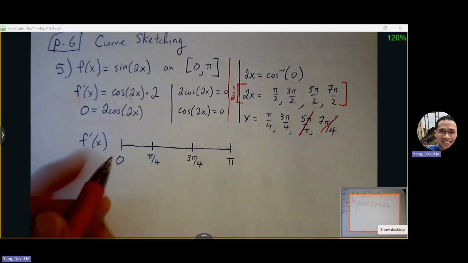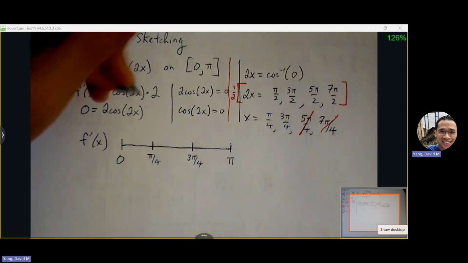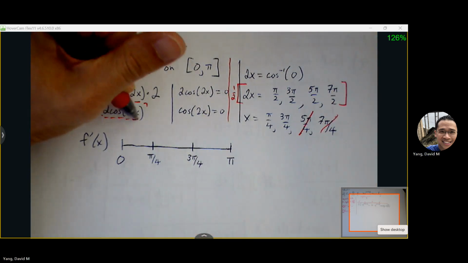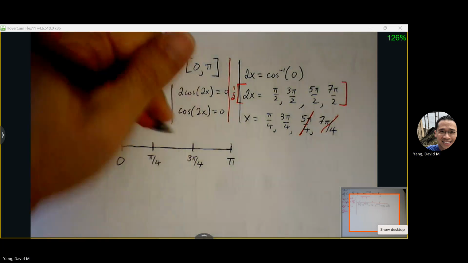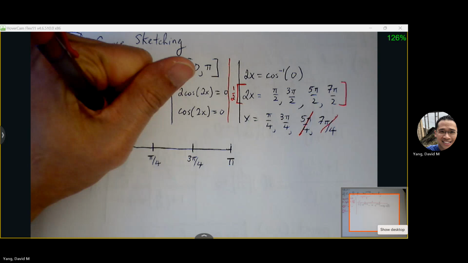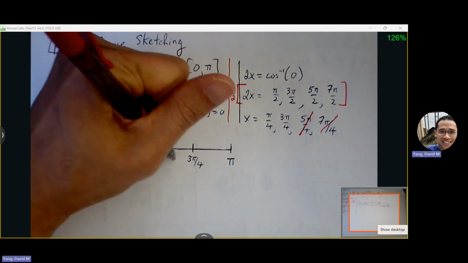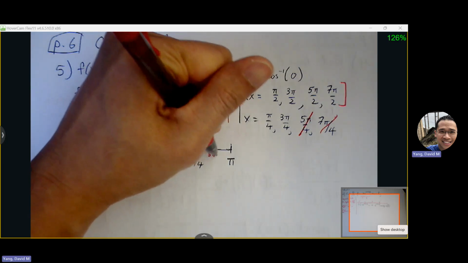Okay, we test each value in each subinterval with our derivative to gather information about the slope behavior. So here I'll choose pi over 6. Here I'll choose pi over 2. Here I'll choose 5 pi over 6.